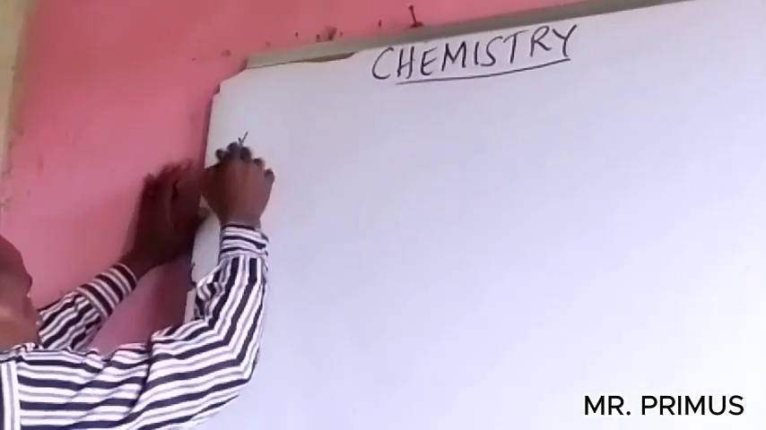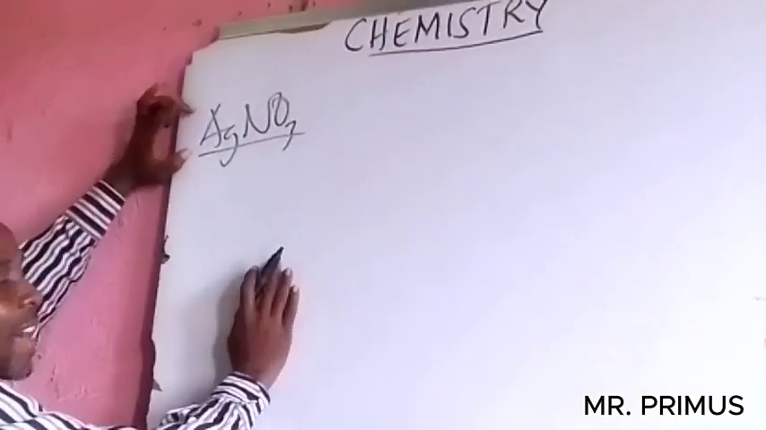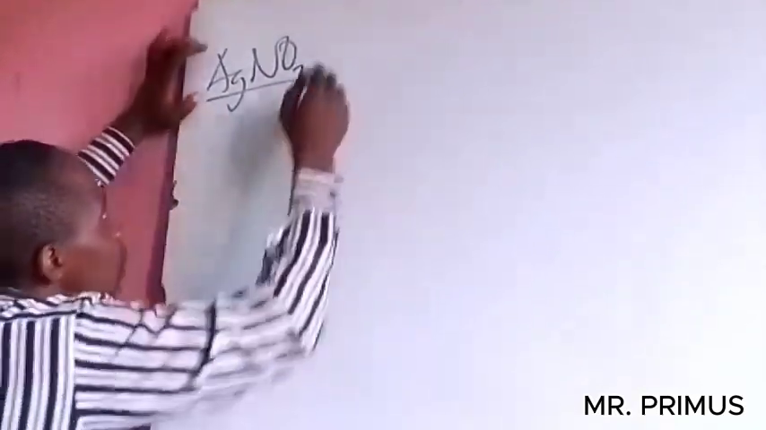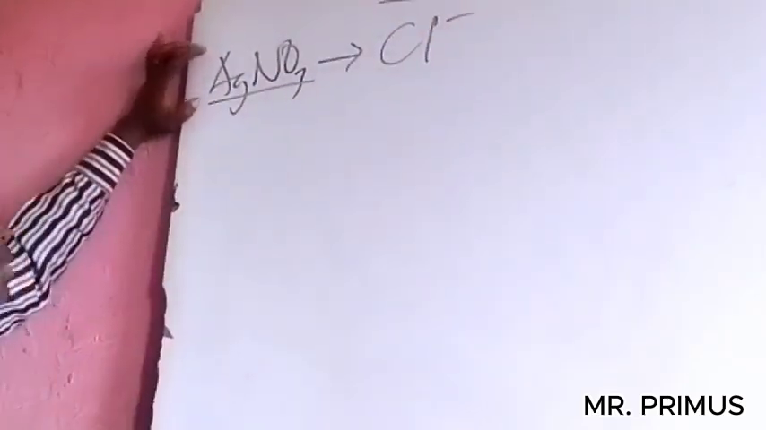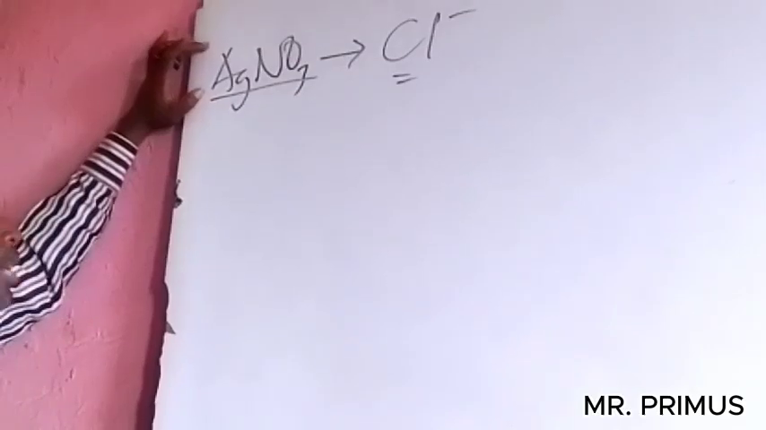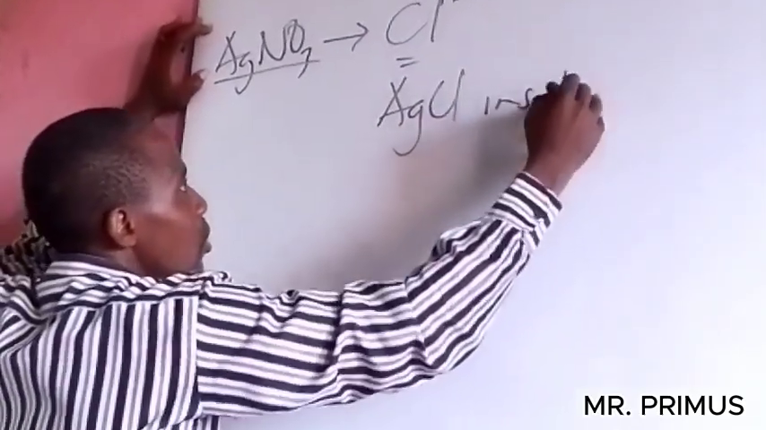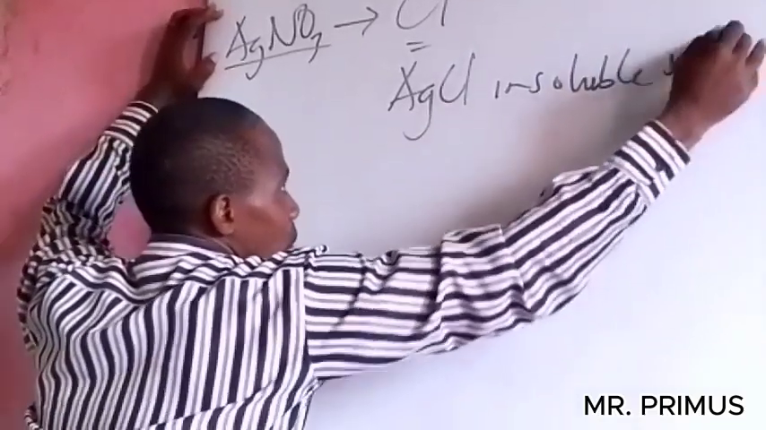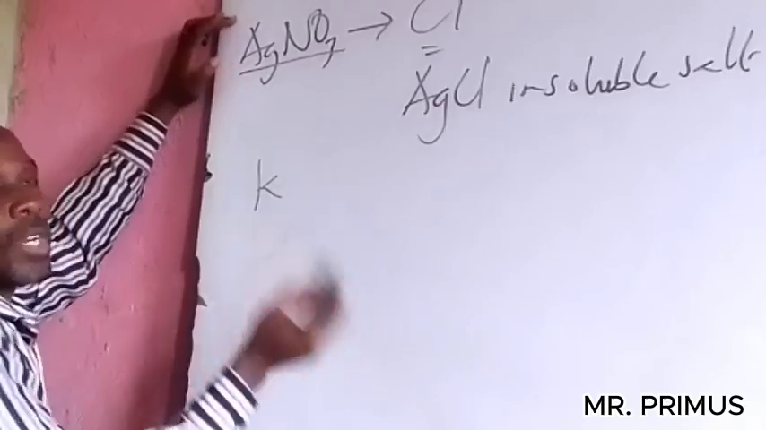Now look at another one. Silver trioxonitrate(V), AgNO3. Anytime you see this silver trioxonitrate(V), AgNO3, it means you are trying to precipitate chloride ion, because silver chloride is an insoluble salt. Now let me tell you very quickly.